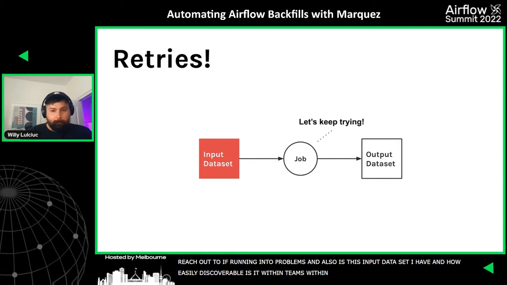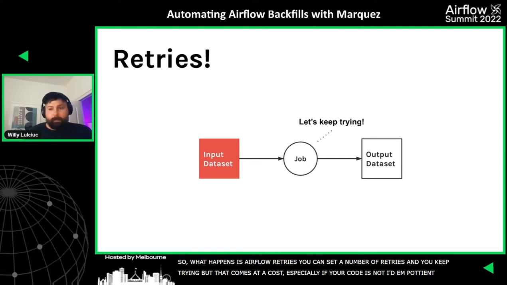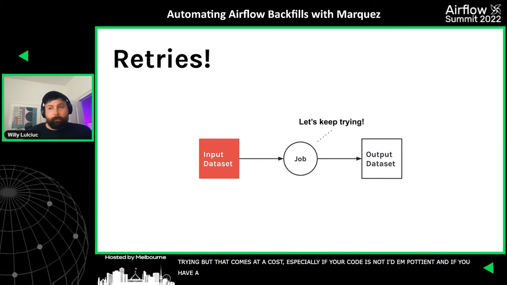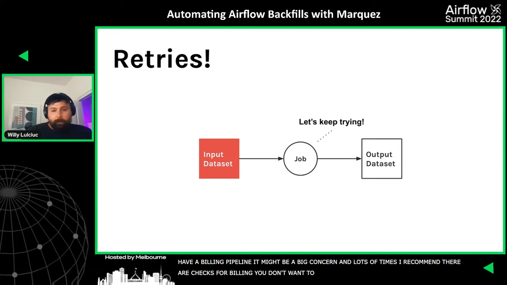Just questions like that. So what happens is, with Airflow retries, you could set a number of retries and keep trying, but that does come at a cost, especially if your code is not idempotent. So if you have a billing pipeline, that might be a big concern. A lot of the time I do recommend that there are some checks in place for billing, because you don't want to underbill or especially overbill your customers. So retrying does come at a cost and it's not free.